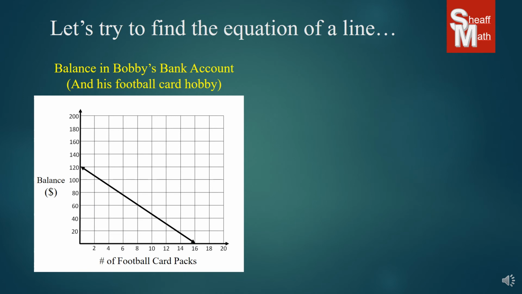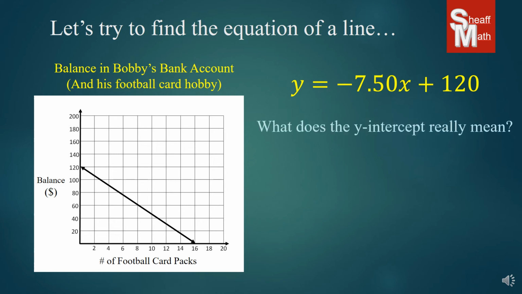All right, now what we're going to do is we're going to ask a couple questions and look at this graph a little bit closer. What does the y-intercept really mean? So the y-intercept is at 120, and so that point is (0, 120). What does that mean in real life? Well, it says that at 0 football card packs bought, he has $120 in his account. So this is what he starts with, right? So his account starts with $120.